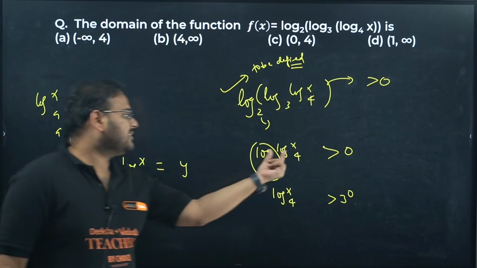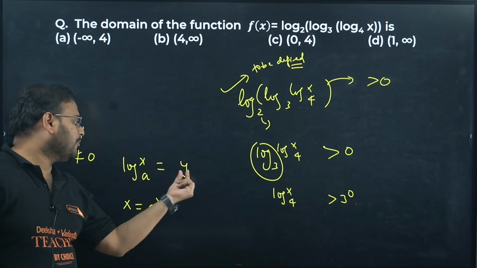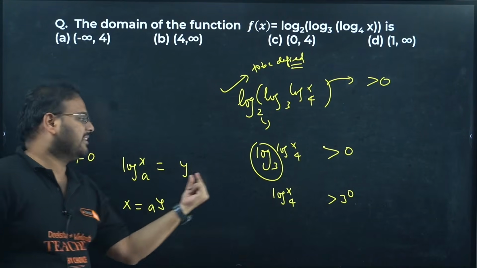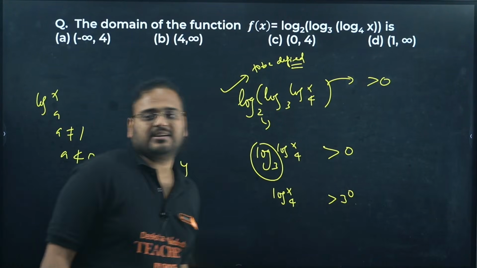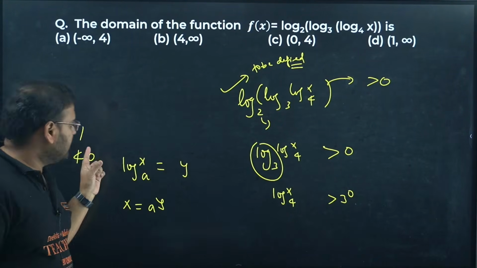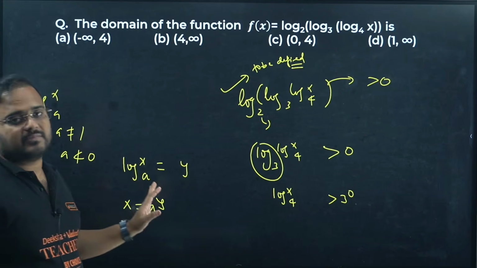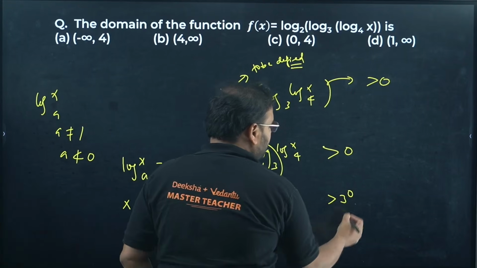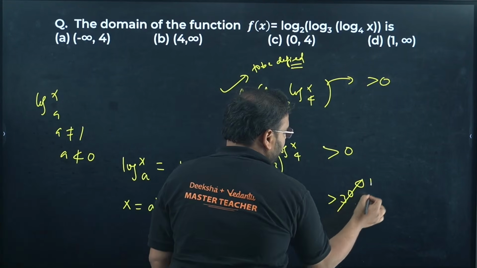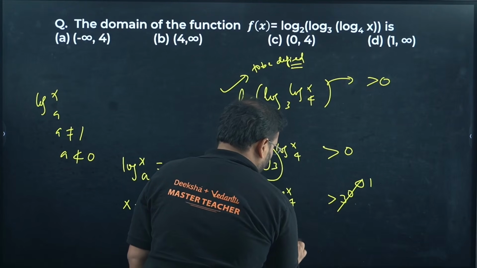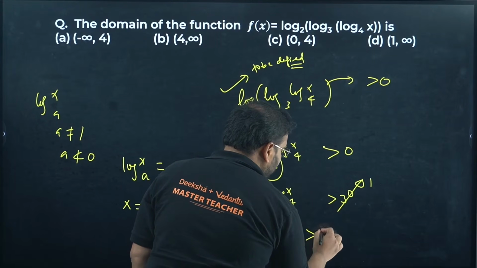Compare this. This x represents this log over here. The base goes over here with the power on the right hand side. Power was 0, it comes on the right hand side. Same I have used: conversion of log to the exponential function. 3 power 0 is 1. Write this one more time. Log of x with the base 4 is more than 1.